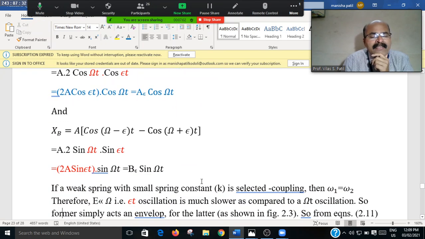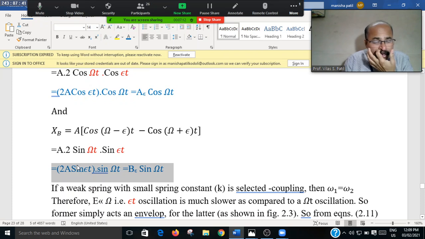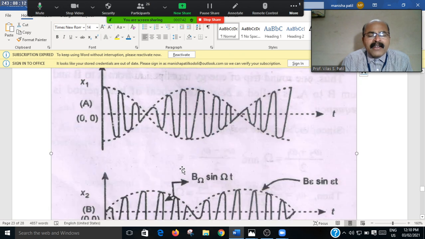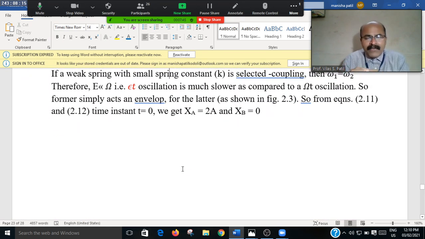And for xb, that is the displacement for the B pendulum, the equation is xb is equal to 2a sine of epsilon t sine of omega t, which is equal to b epsilon sine of omega t. I am just correcting my pronunciation. That is, xb is equal to 2a sine of epsilon t sine of omega t, which is equal to b epsilon sine of omega t. These two are the equations, and here we are going to see the graphical representation of it.